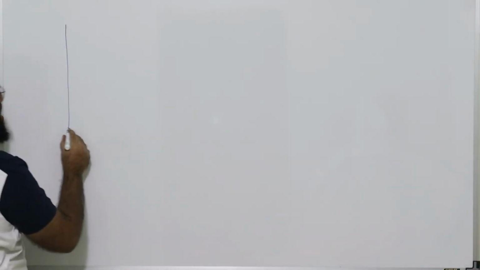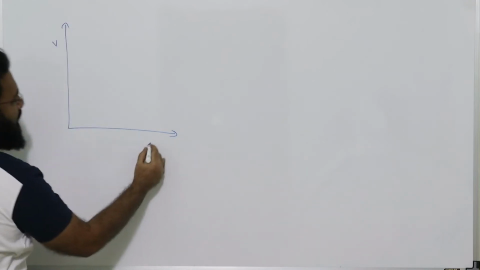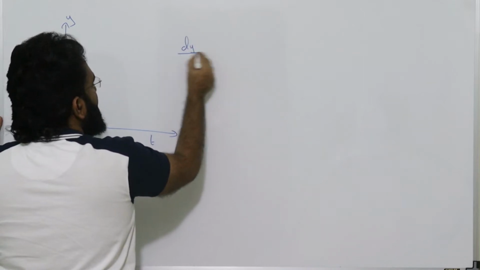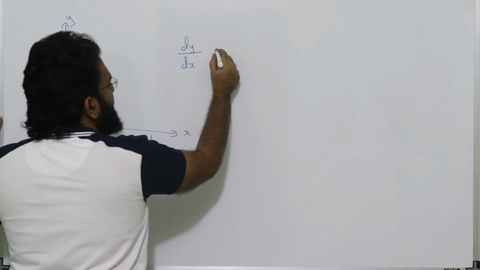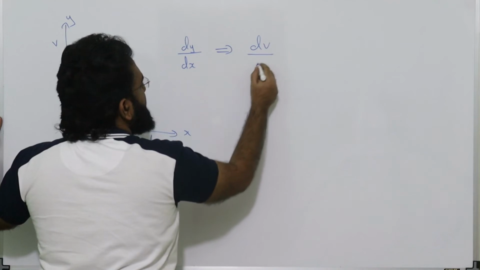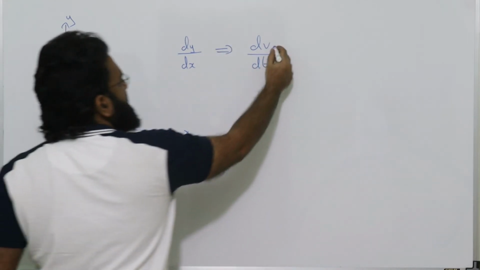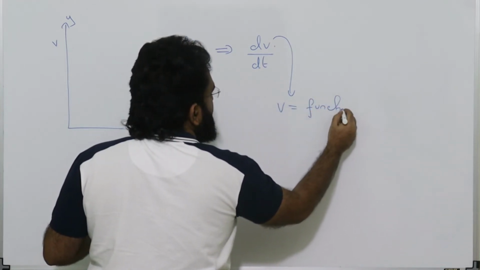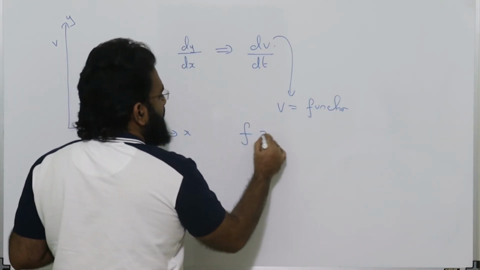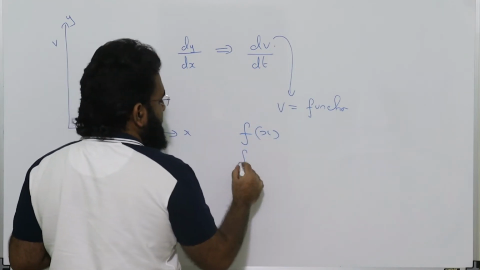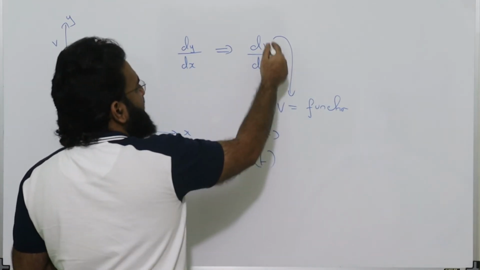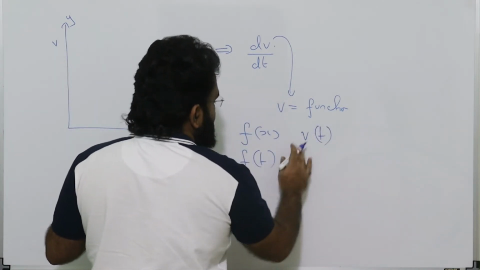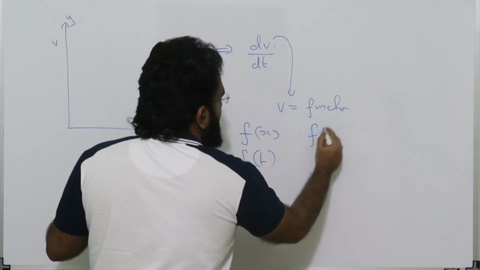See, if this is v, if this is t, this is the x-axis, this is the y-axis. When I write dy by dx, what I am really writing is dv by dt. So this v is nothing but a function. We call them, mathematically we write, function of x. Sometimes this is going to be a function of time. When we write dv by dt, velocity is going to be a function of time.